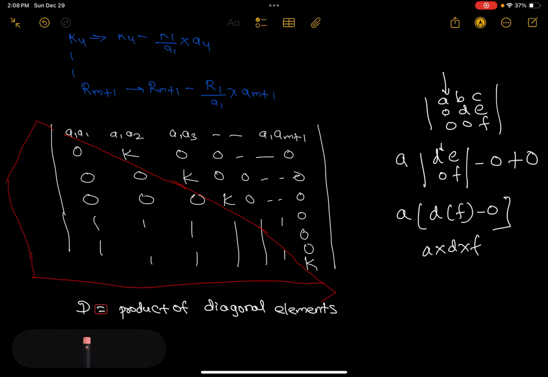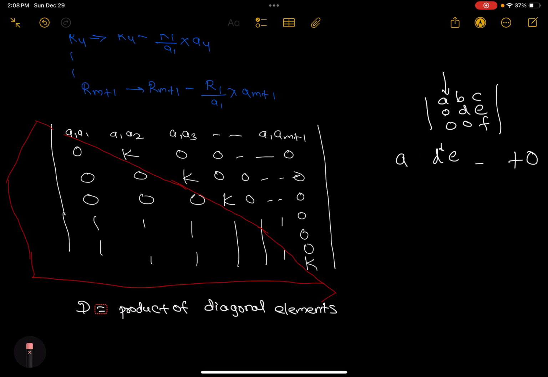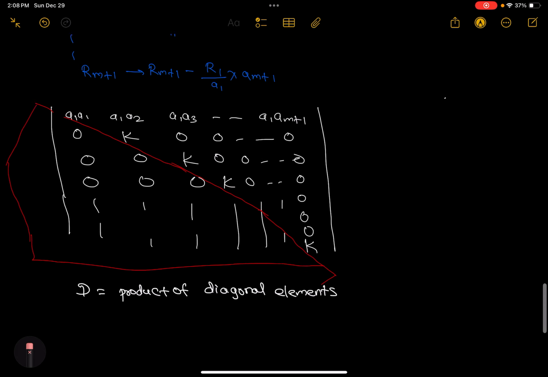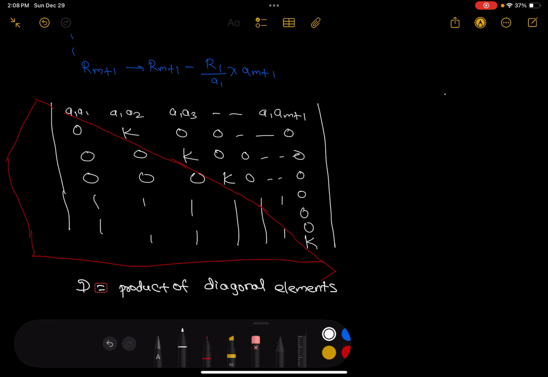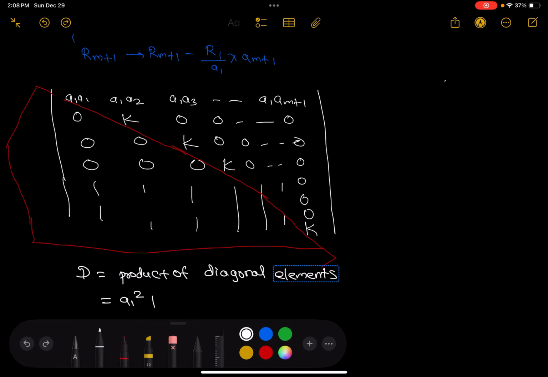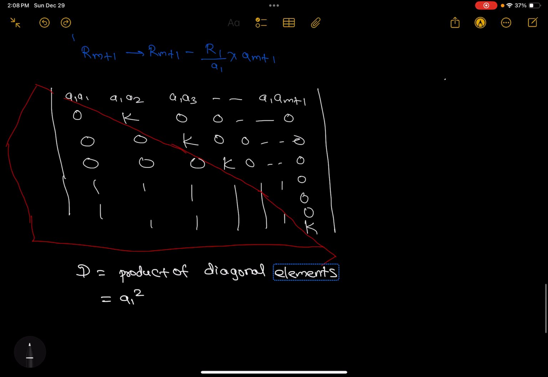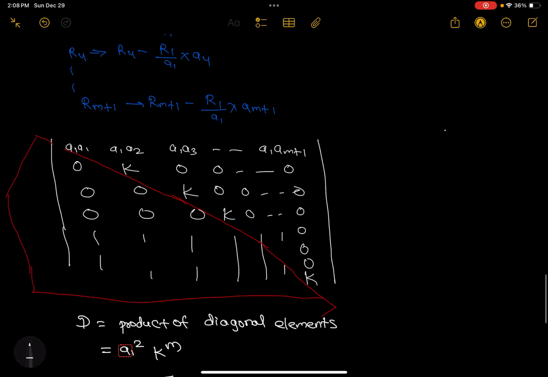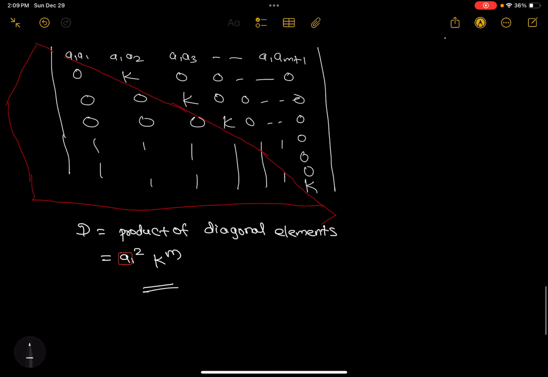So now we know that for a triangular matrix, the determinant is just the product of diagonal elements. And so our determinant is finally easy to find. This is just a1 square times, we know that this is an (m plus 1) by (m plus 1) matrix, so there are m k's, right? Because one of them is a1 square, so there are m k's, k to the power m. So that's the determinant, just as we expected. We already expected this result, right?